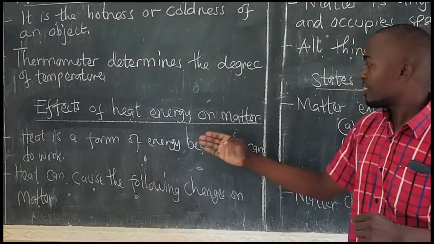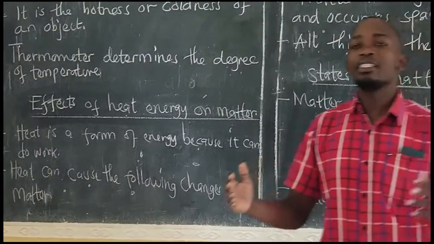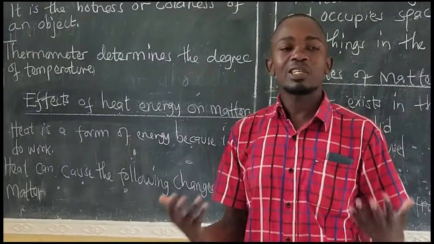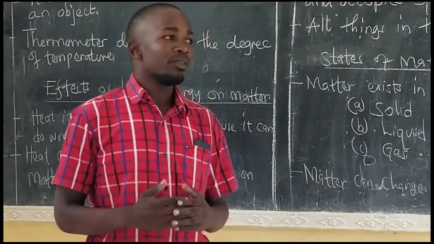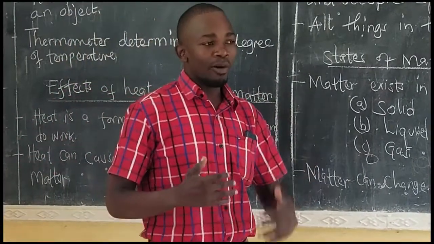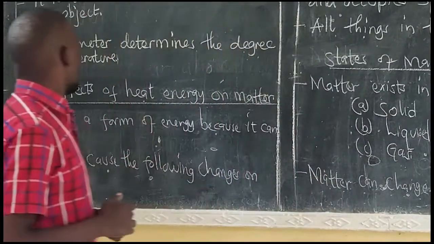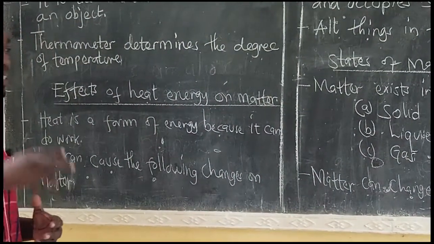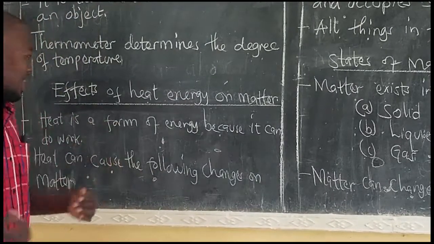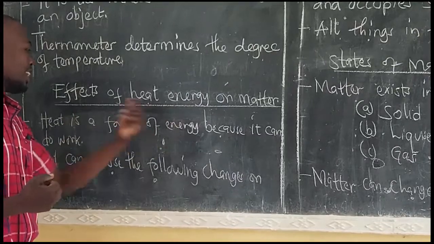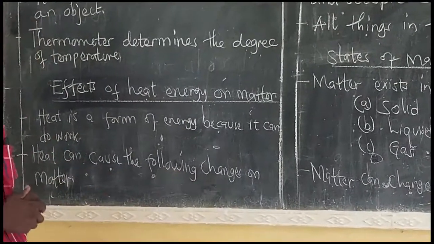Effects of heat energy on matter. We know that heat is a form of energy. And why is it called a form of energy? Because it can do work. So, heat is a form of energy that can do work. When heat is subjected to matter, there are effects that can occur. Heat can cause the following changes on matter.